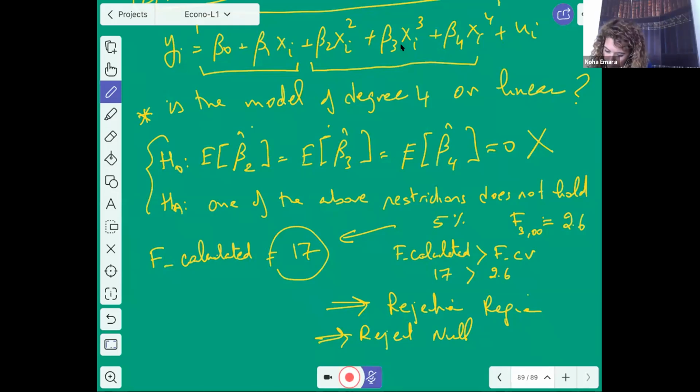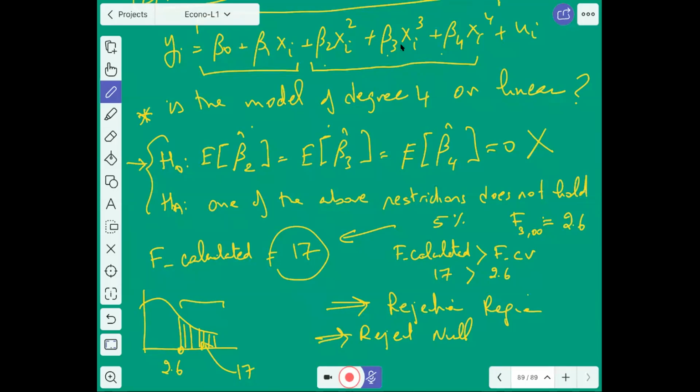So here, this is the critical value of 2.6, right? And we get a 17, which is the F calculated. So you are rejecting the null. The null is saying that these coefficients are equal to 0. So you are rejecting this. You're accepting the alternative that they are supposed to be there, right? So what do you think? Is the model linear or nonlinear? Would it be nonlinear because you are rejecting the null?